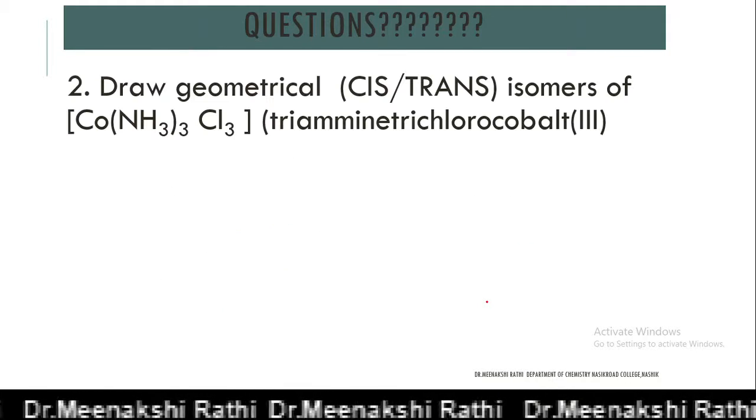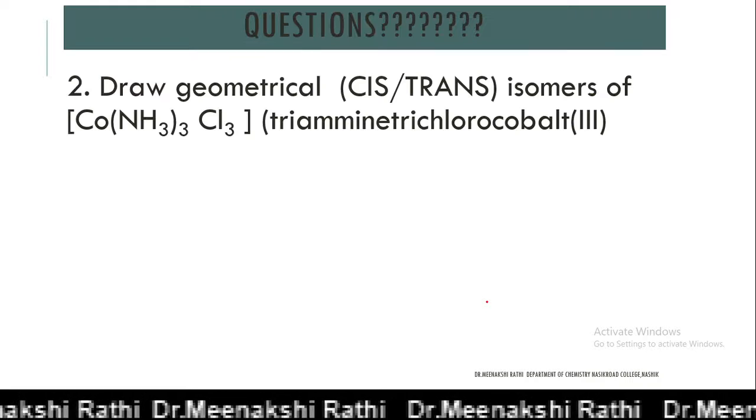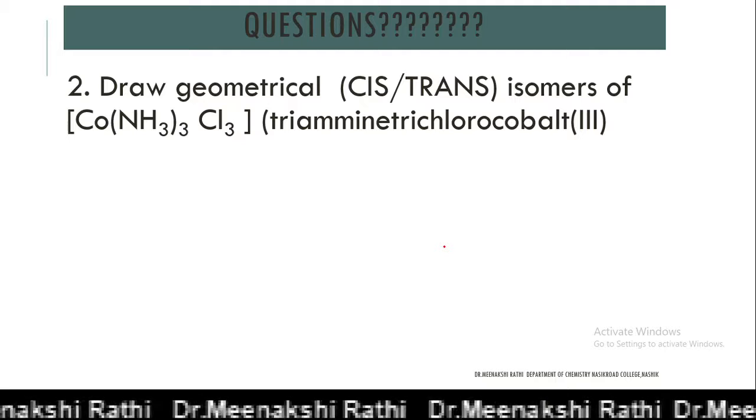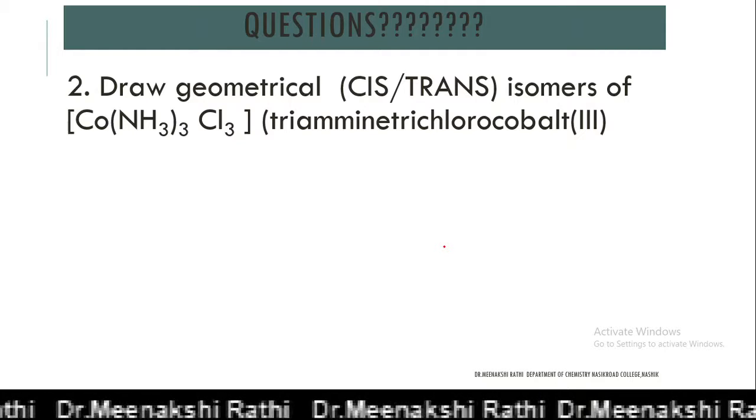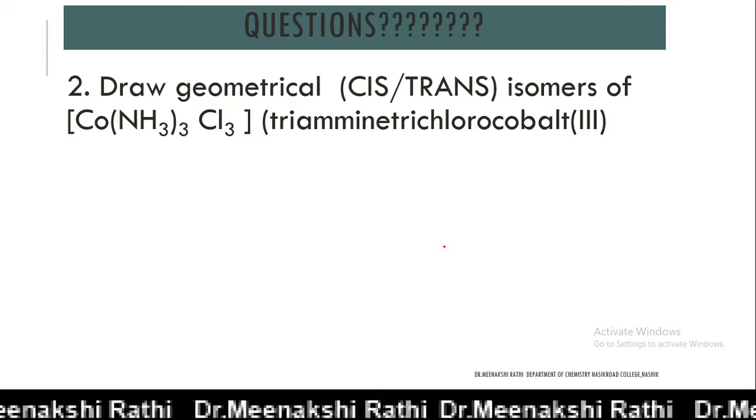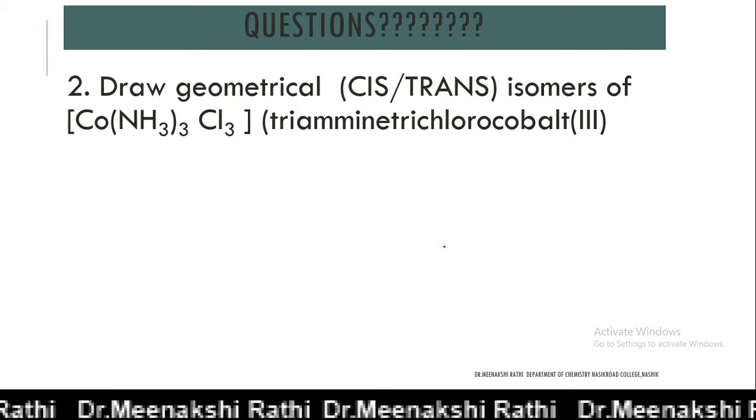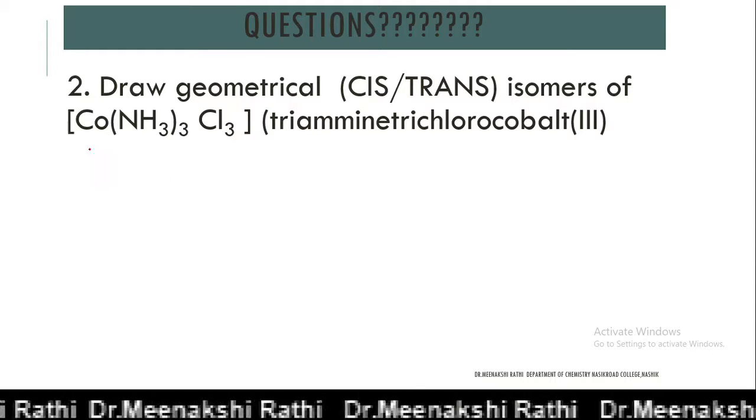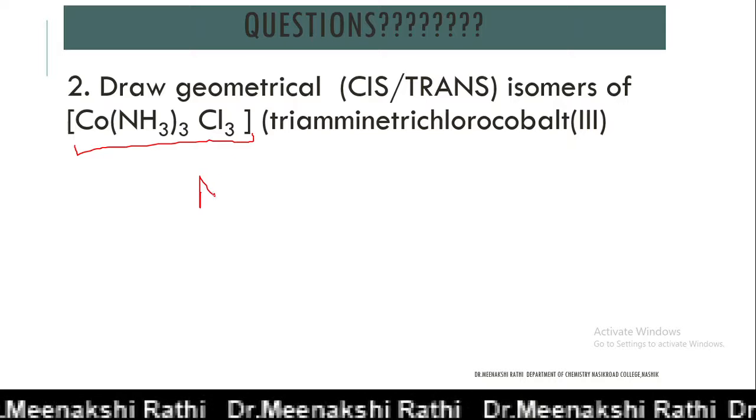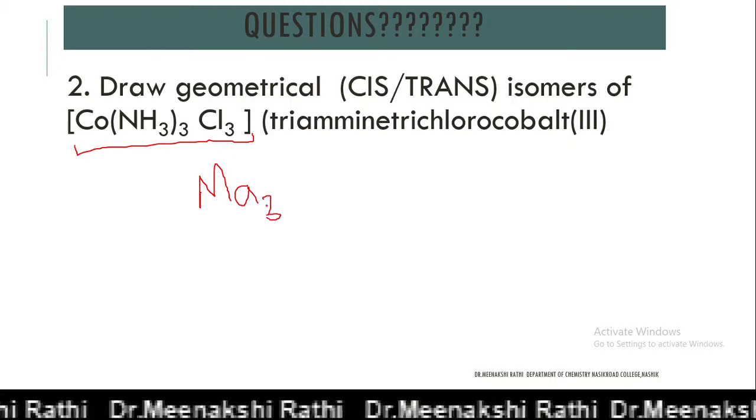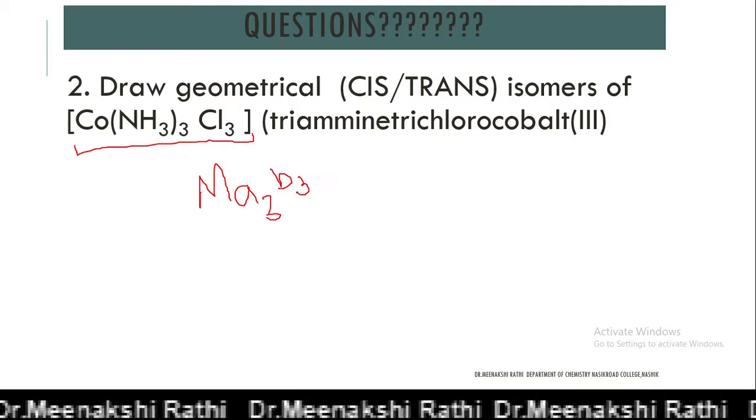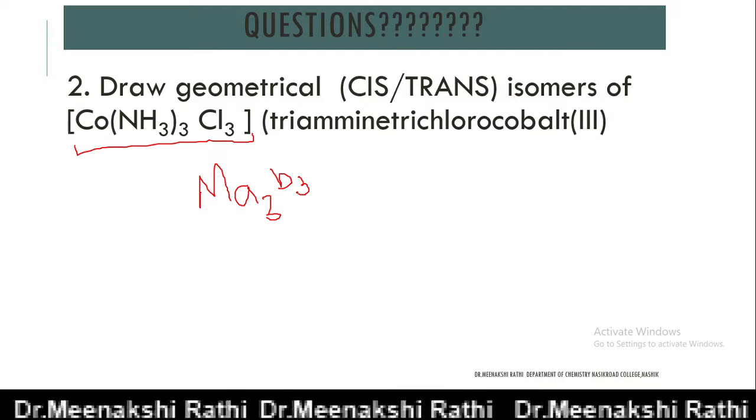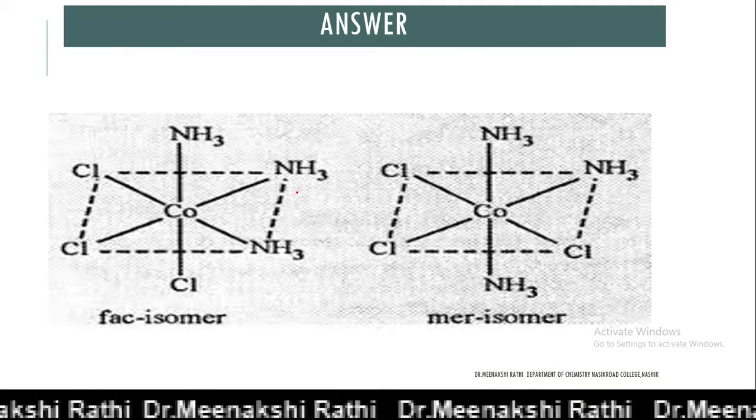Next question is, draw geometrical isomers or cis-trans isomers of triammine trichloro cobalt complex. Now, if you see this complex, it is of Ma3B3 type and it's an octahedral complex. So, when we draw the cis and trans isomers of this complex, we get this answer.